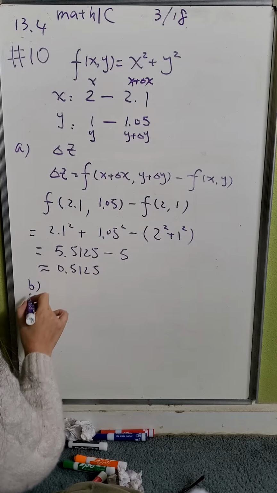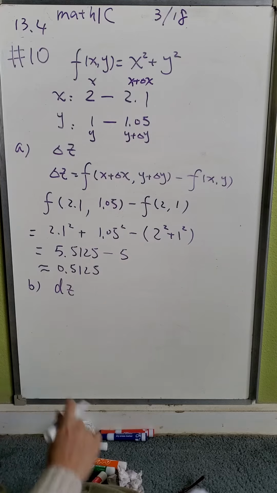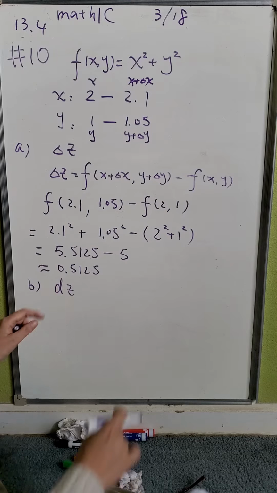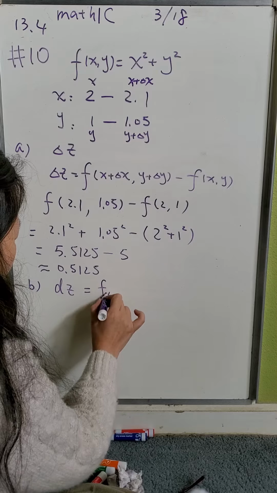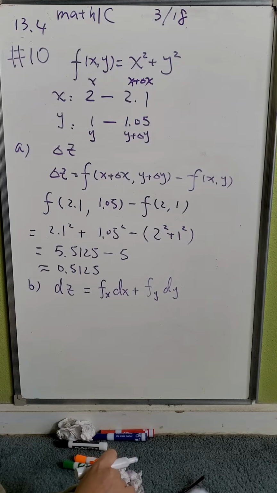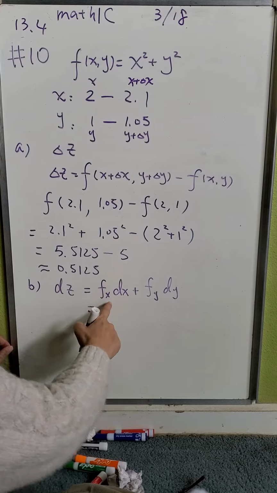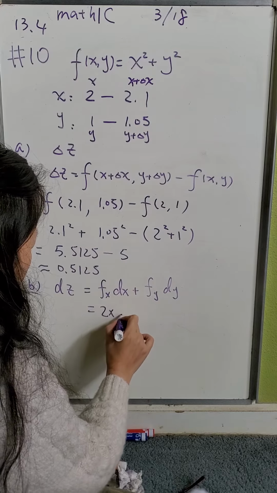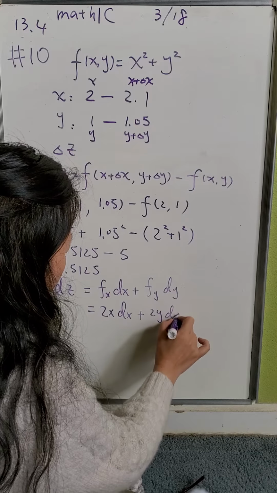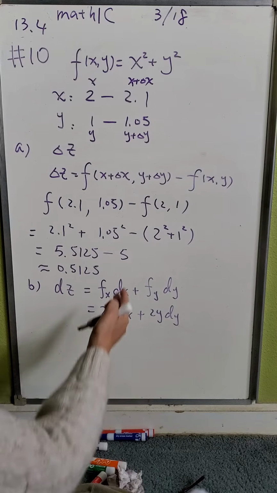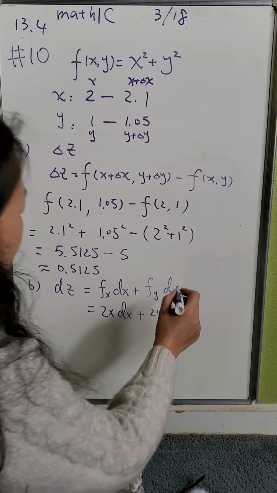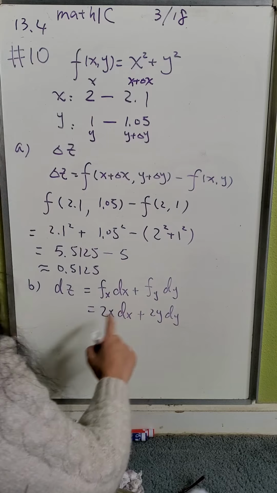Now, part b, they said find dz. dz means a total differential. So that will be equal to fx dx plus fy dy. Well, look at fx, that's equal to 2x dx plus fy equal to 2y dy. And we know that in 1b, by definition, your dx is equal to delta x. Okay, so dx equals delta x and dy equals delta y.